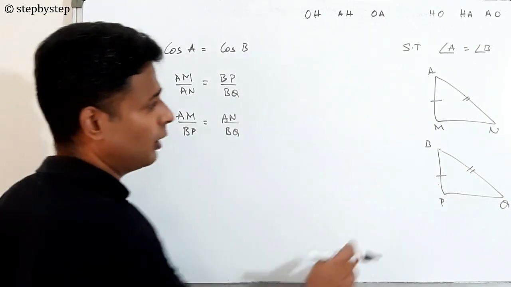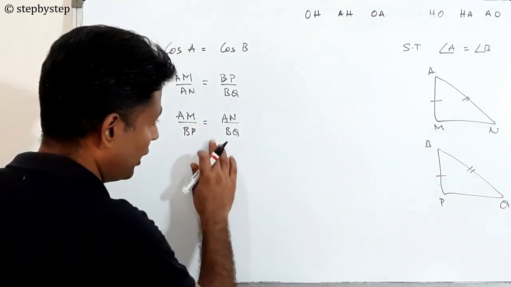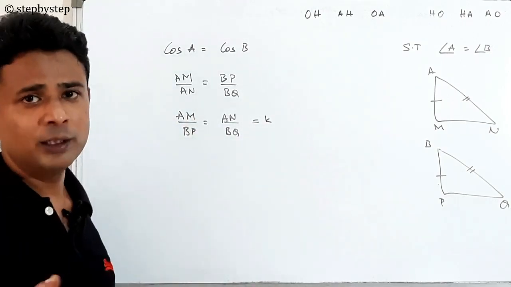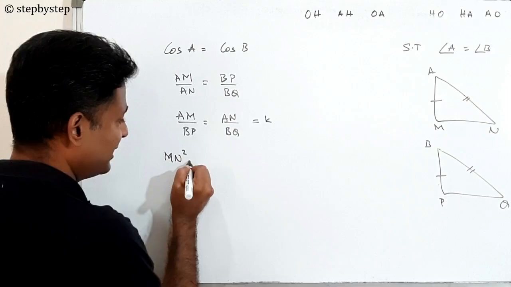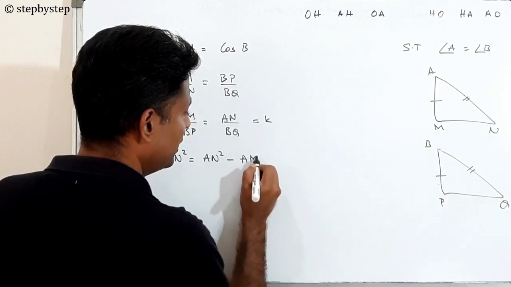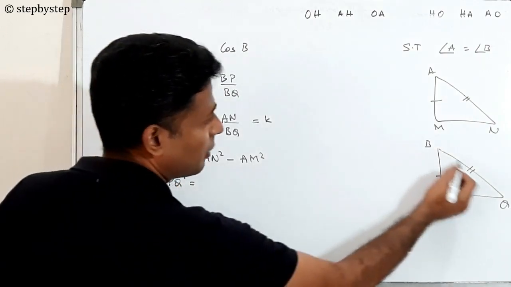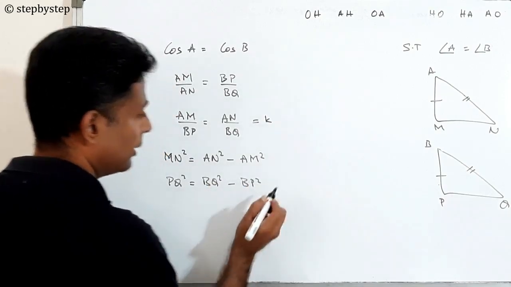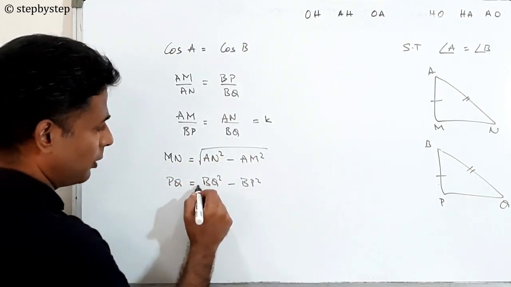Now to prove similarity, all we need to prove is that the ratio of the third corresponding sides is also equal. So now I'll let this ratio be equal to some value K. Now which is the third side? MN. So what is MN? MN squared will be AN squared minus AM squared. Similarly PQ, the third side: PQ squared will be equal to BQ squared minus BP squared. If MN squared is this, what will be MN? Root of the whole thing. Again PQ squared is this, what will be PQ?